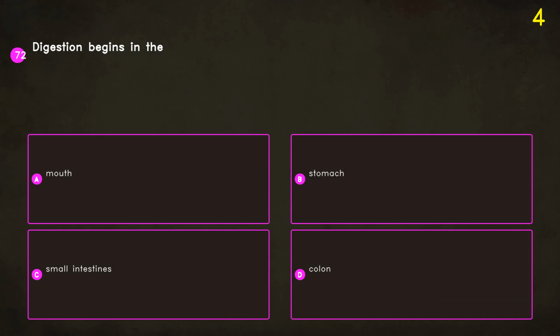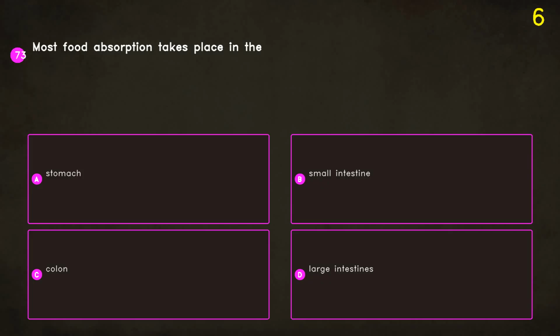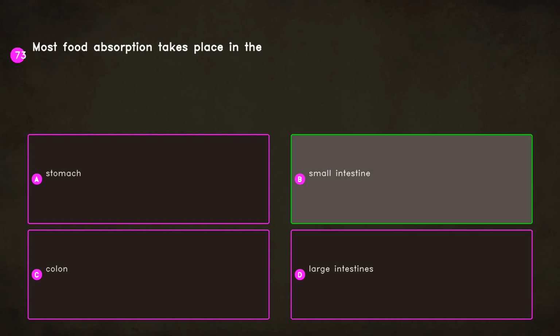Question 72. Digestion begins in the: A. Mouth. B. Stomach. C. Small intestines. D. Colon. The correct answer is mouth. Question 73. Most food absorption takes place in the: A. Stomach. B. Small intestine. C. Colon. D. Large intestines. The correct answer is small intestine.